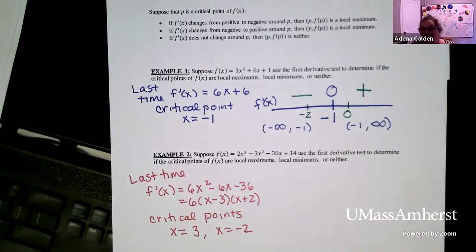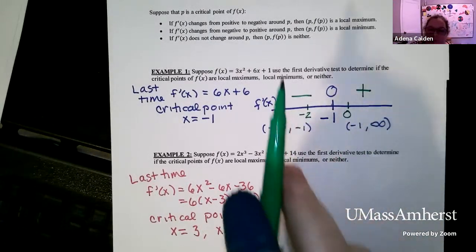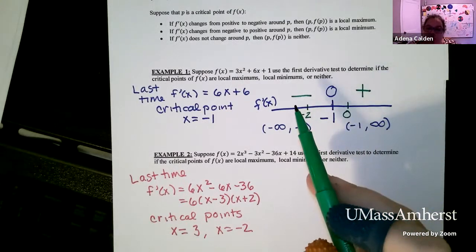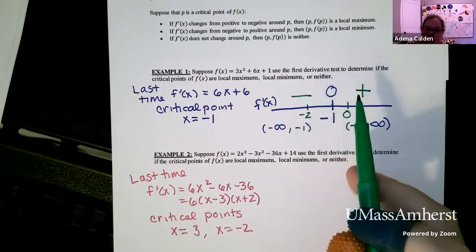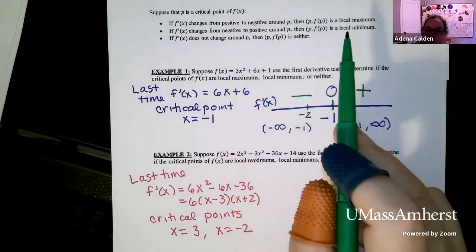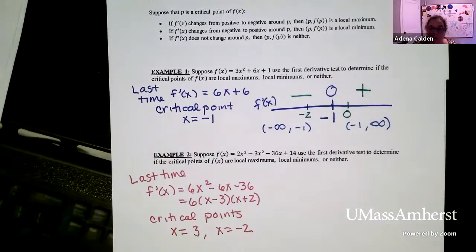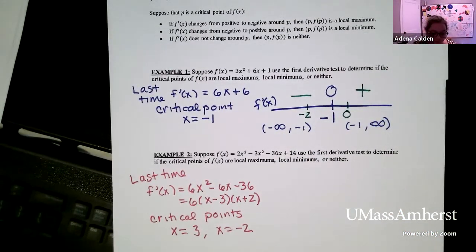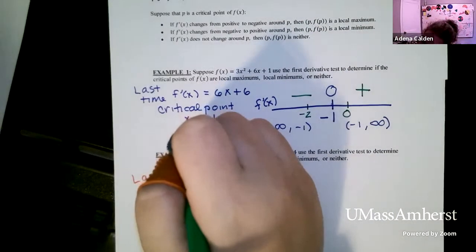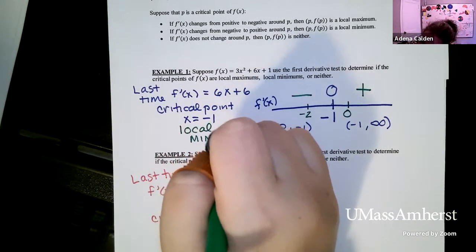So here, I see that my function was decreasing and then increasing. If I check my rules, here I'm going from negative to positive, because I read this from left to right around my critical point. So if I go from negative to positive, that gives me a local minimum. And remember, the local minimum is at the critical point that we have put on to the number line. Okay, so x equals -1 is a local minimum.